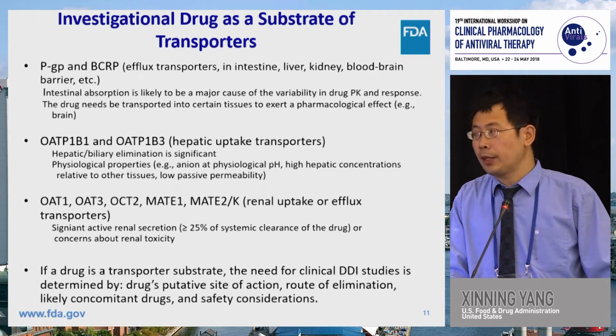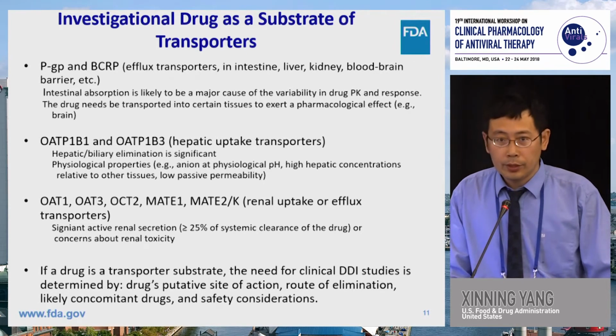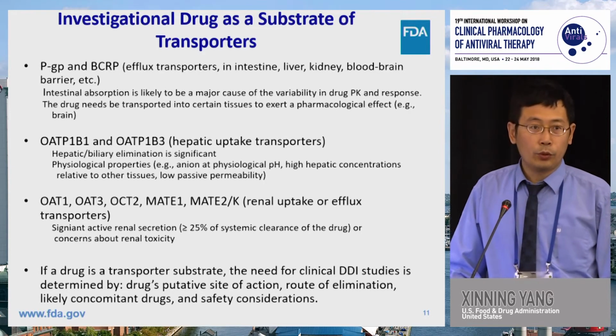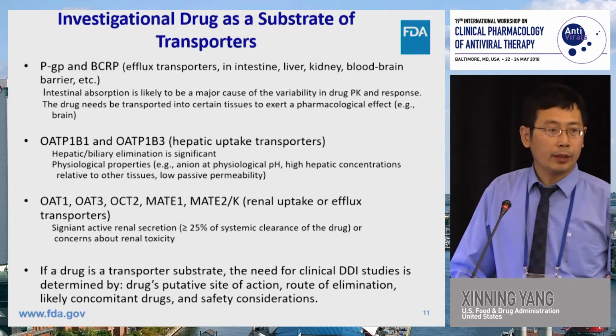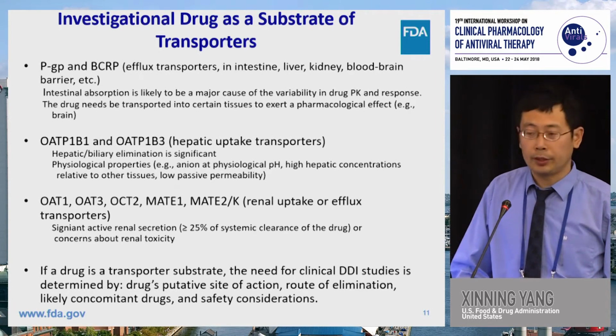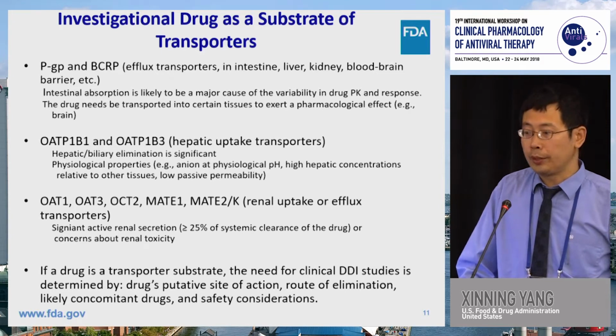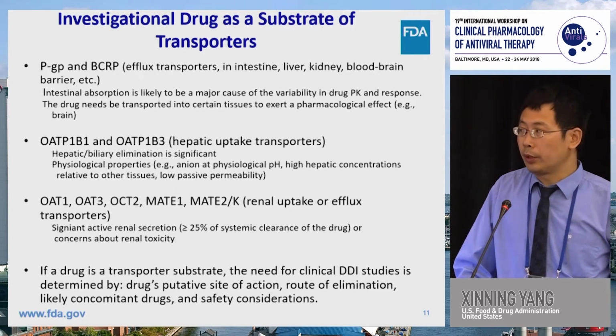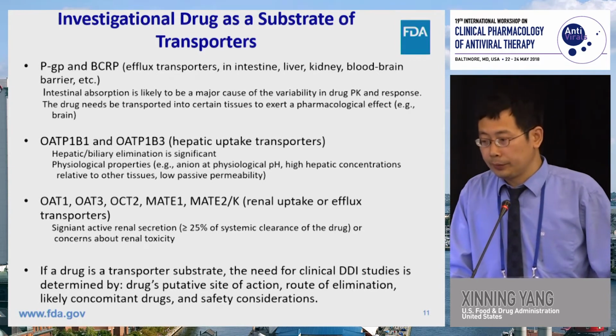I just want to mention that for these renal transporters, evaluation is needed only when the active renal secretion is at least 25% of the systemic clearance. Lots of the time you will see some drug eliminated in urine, but that's mainly accounted for by glomerular filtration. So if you inhibit the transporter, you still won't affect that part, and the renal elimination largely remains similar. So you don't need to worry about the drug's potential.